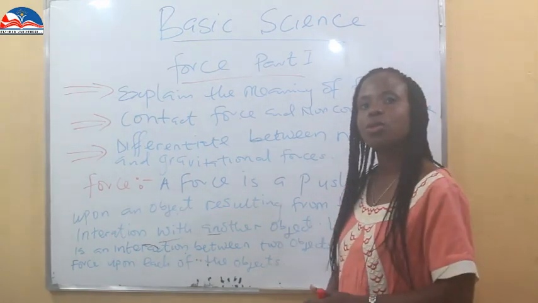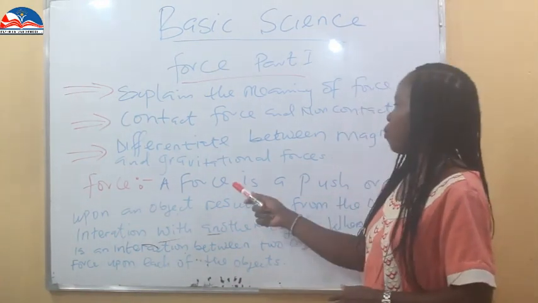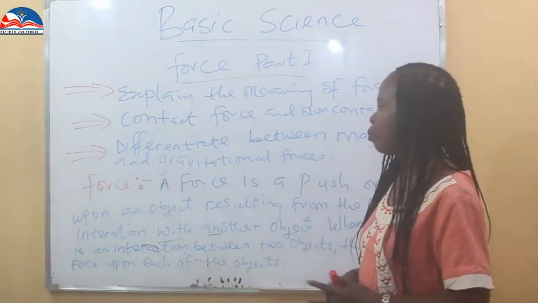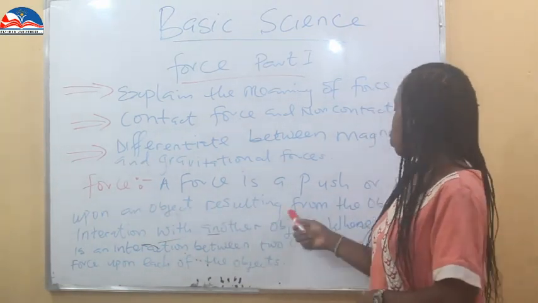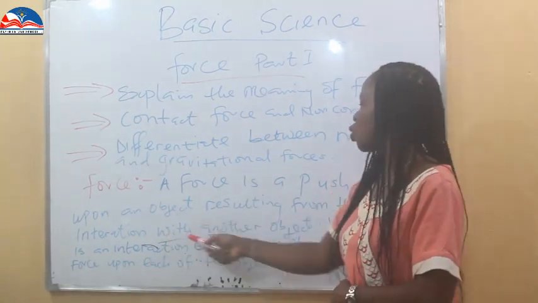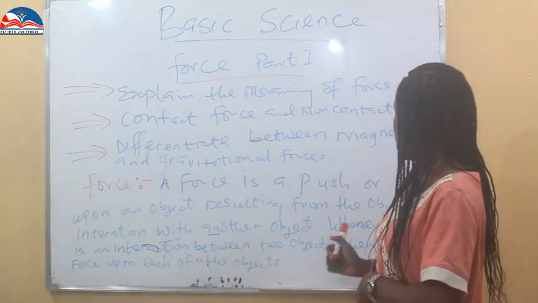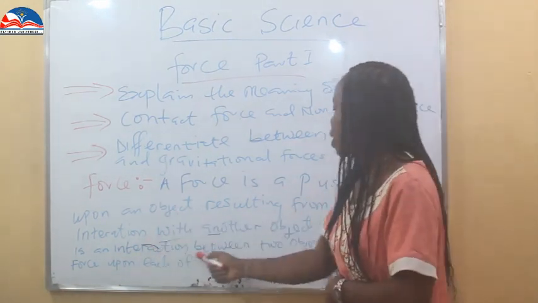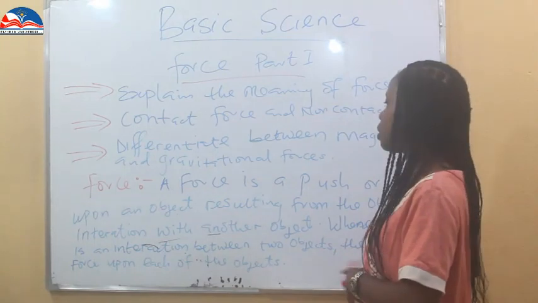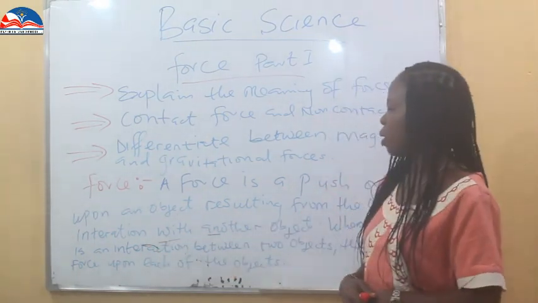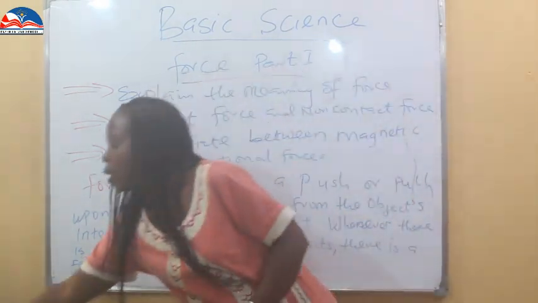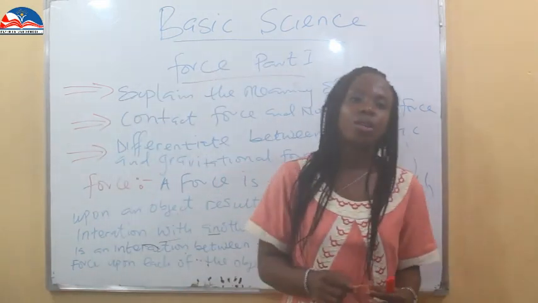What is force? Force is a push or a pull upon an object, resulting from the object's interaction with another object. Whenever there is an interaction between 2 objects, there is a force upon each of the objects. Let me use this rubber band to give you an example.